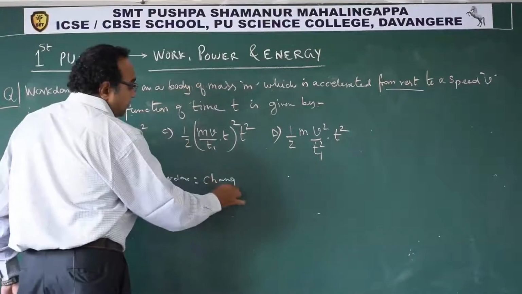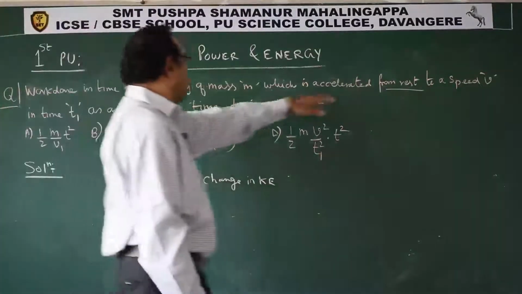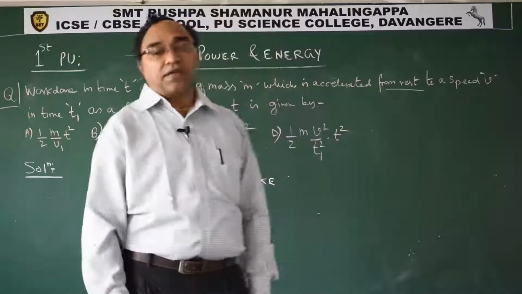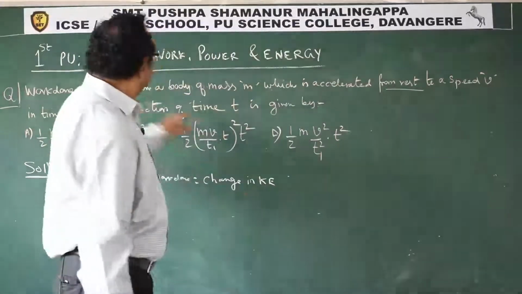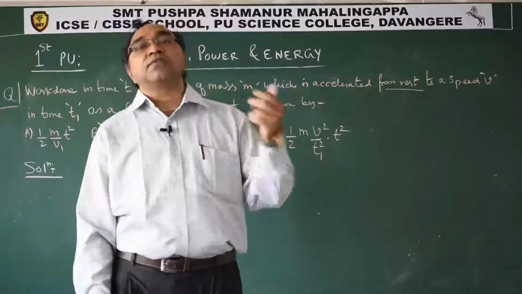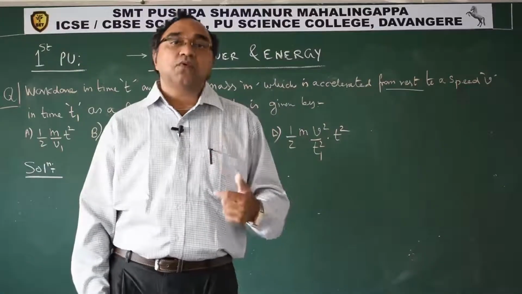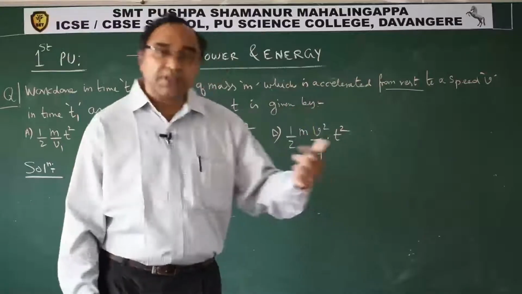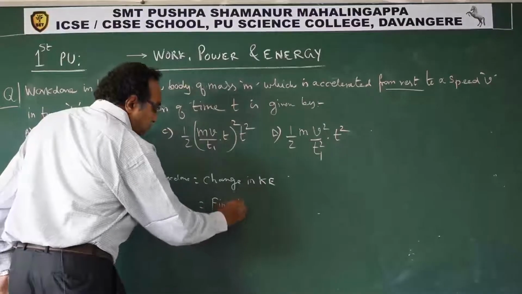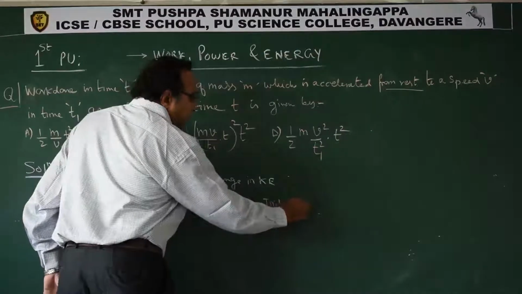Change in kinetic energy. How did we get to know we have to use this? There is speed involved. So whenever velocity is involved, there will be kinetic energy. So work done is asked, and we can correlate work done with kinetic energy by using the work energy principle, which states that the work done on a body is equal to the change in the kinetic energy of the body. Now change in kinetic energy is nothing but final kinetic energy minus initial kinetic energy.